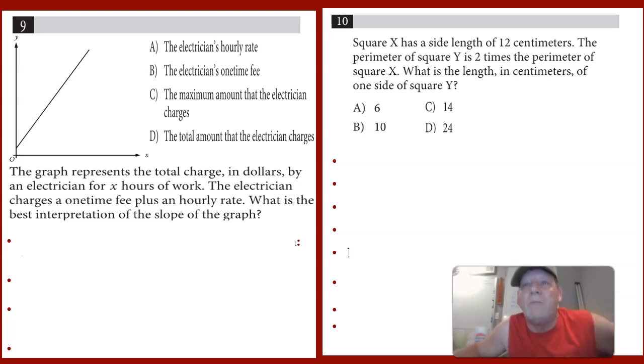Let's get to our problems. If you have to pause this, go ahead and do so. 9 and 10 are both multiple choice questions. We will go through them.